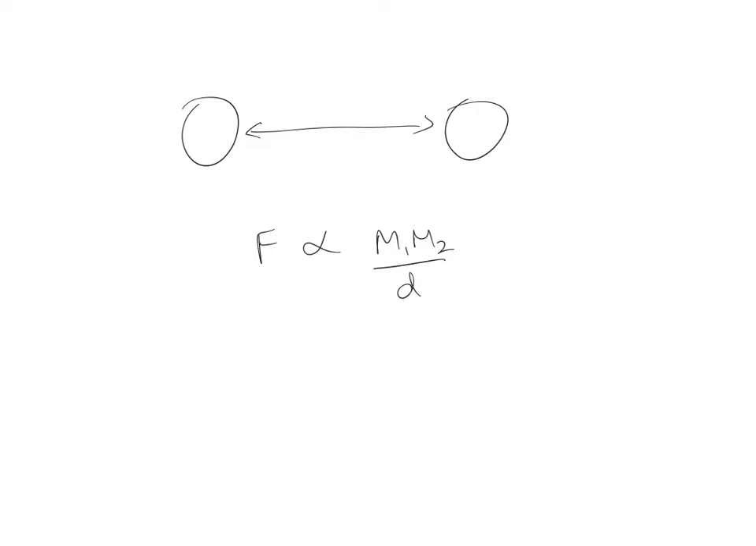Newton's law of universal gravitation states that any two objects in the universe attract each other with a force, which is proportional to the product of their masses and inversely proportional to the square of their separation.